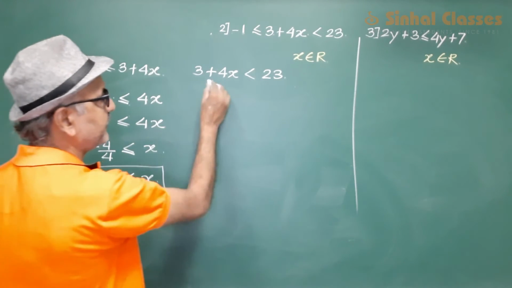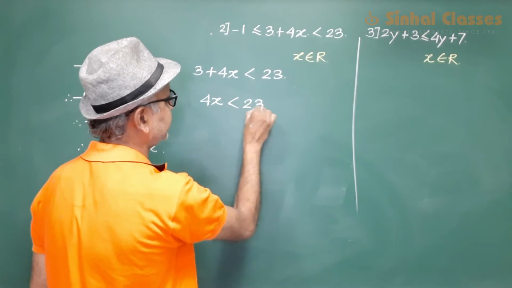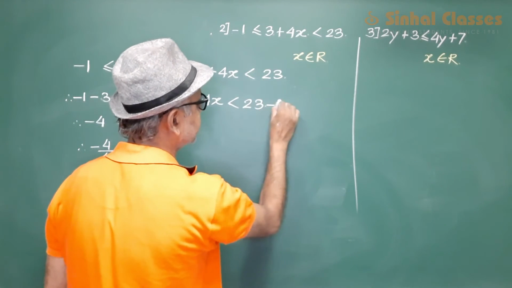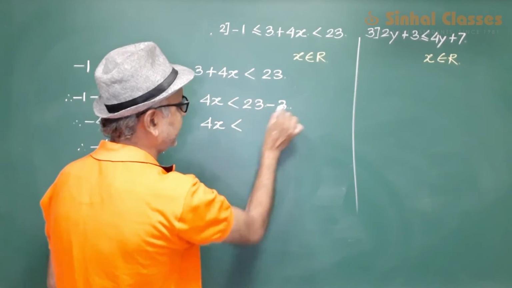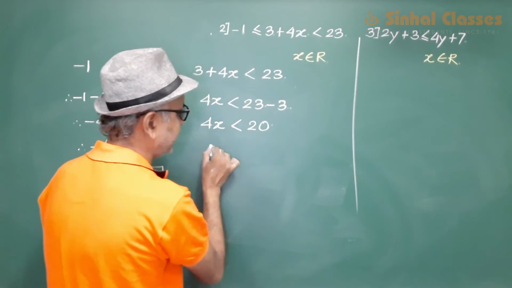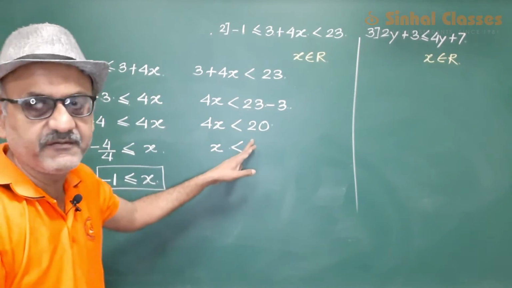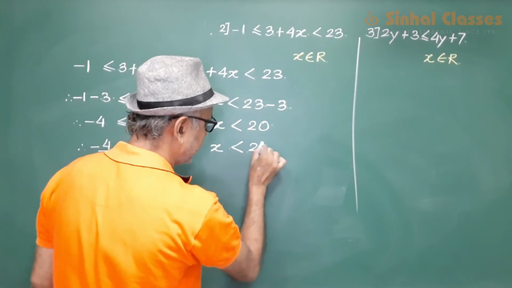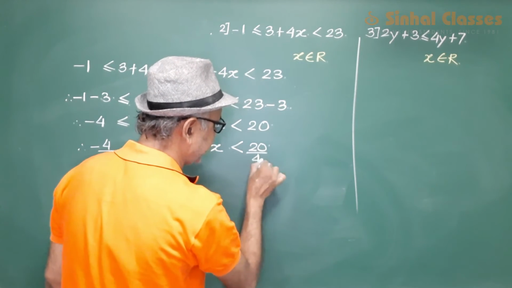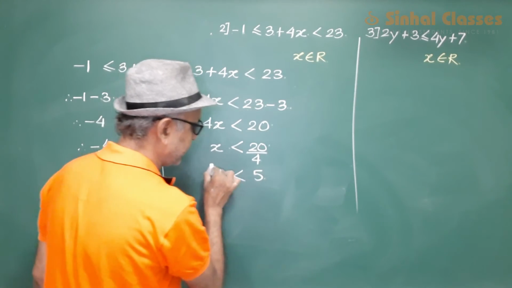On the other hand, when you come to this side, 4x less than 23, shift 3 on that side, it becomes minus 3. 4x less than 20, x is, again divide both sides by a positive number, which is 4. So when you divide 20 by 4, the order relation does not change, and you get your answer as x less than 5.